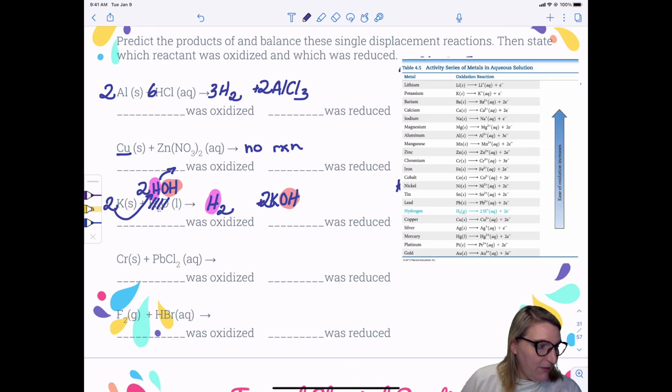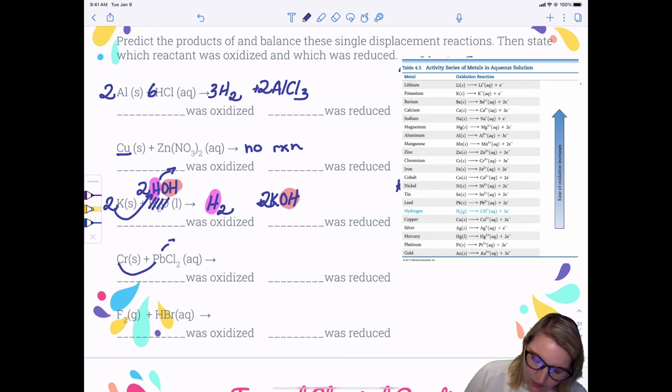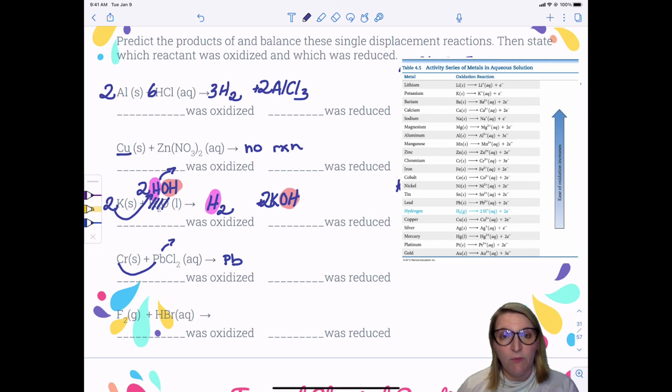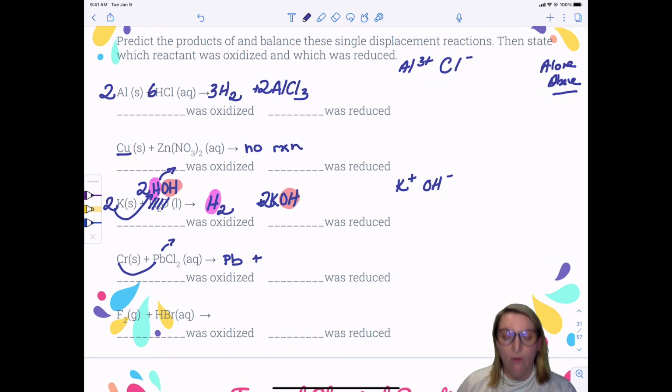Is chromium above lead? Chromium is above lead, so this will react. Chromium will boot out lead. Lead will be by itself, and when lead's all by itself, it's just Pb. And then I have to think, what ions will form? So what ion, think about how we did this in the first one. Aluminum always forms a 3+ ion. Potassium always forms a 1+ ion.